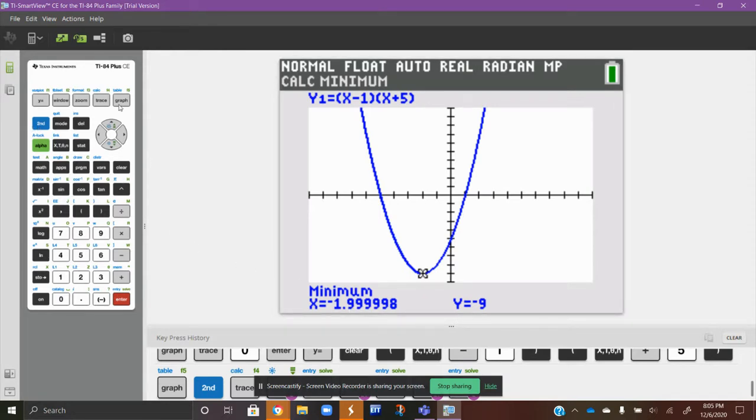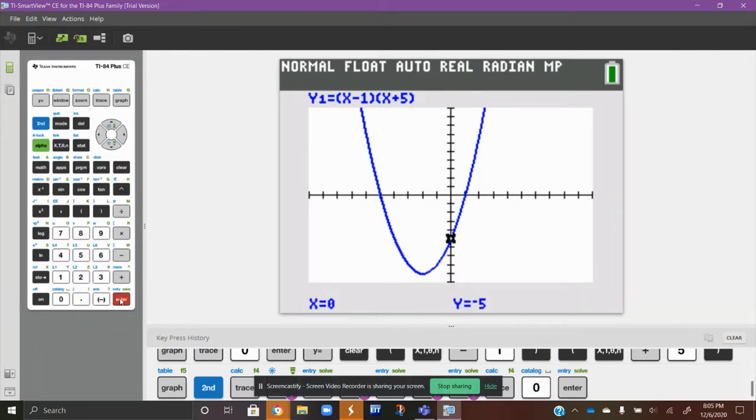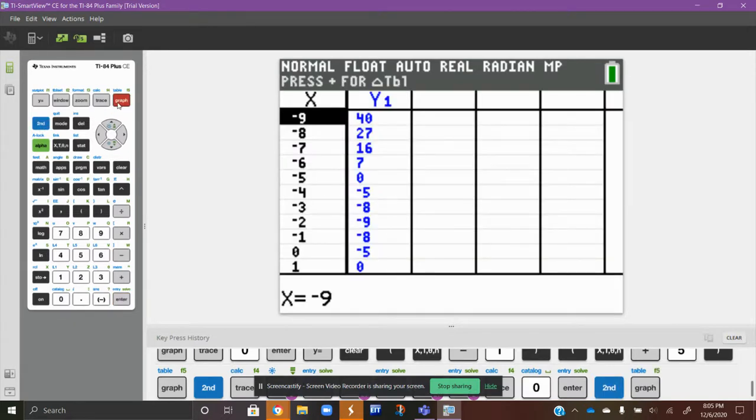As long as I'm on the screen, we'll go ahead and find our y-intercept. So remember we hit trace. For our y-intercept, x is always 0. So I'm going to type in 0, enter, and there's my y-intercept. I can also get my y-intercept from the table. Again, y-intercept is when x is 0. So right here I see 0, -5, which corresponds to what I found using trace.